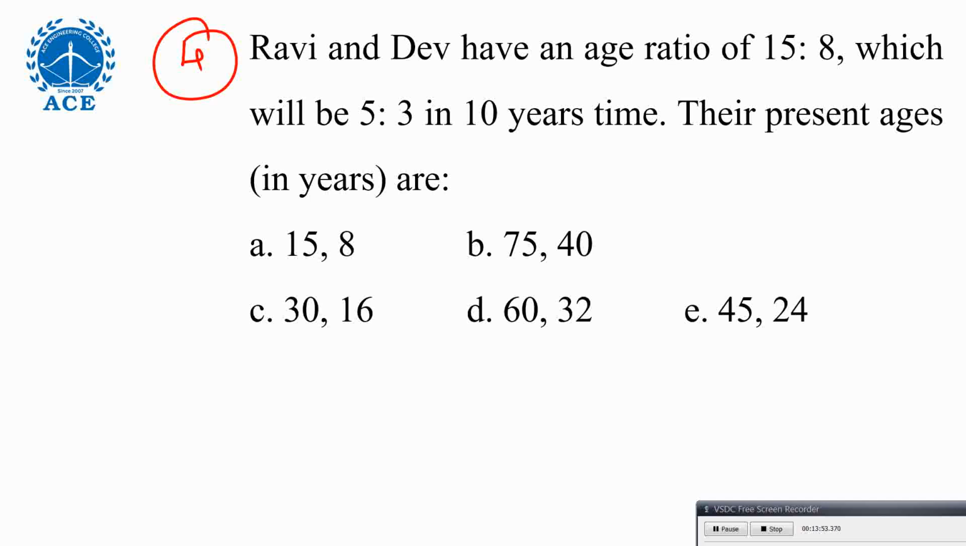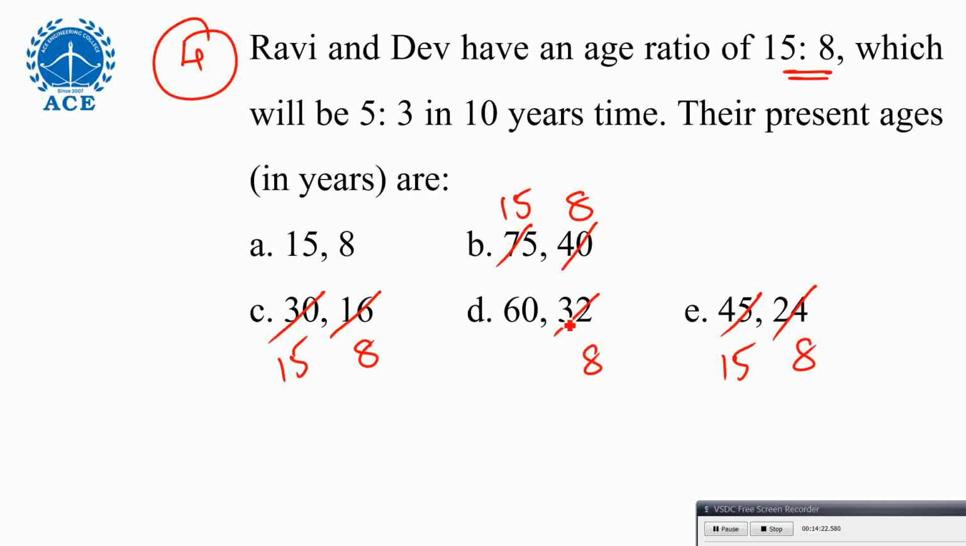Both ages are given, right. Use the options. The first condition is that this is the present age. It should satisfy 15 and 8. I think every option may be, yeah, 2 times 8, 2 times 15. This is 5 times 8, 5 times 15. Yeah, this is 3 times 8, 3 times 15. I think this is not satisfied. 4 times 8, 4 times 15. Yeah, this is also satisfied. Every option satisfies at first.